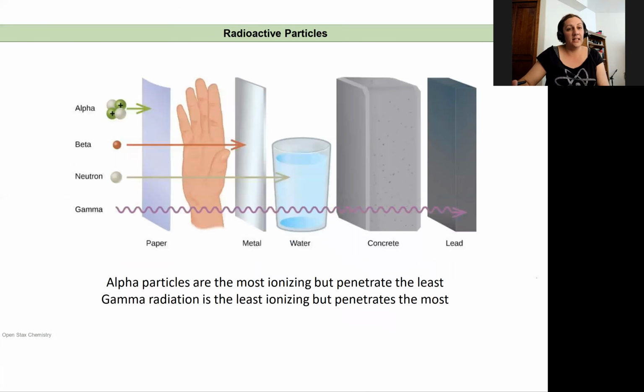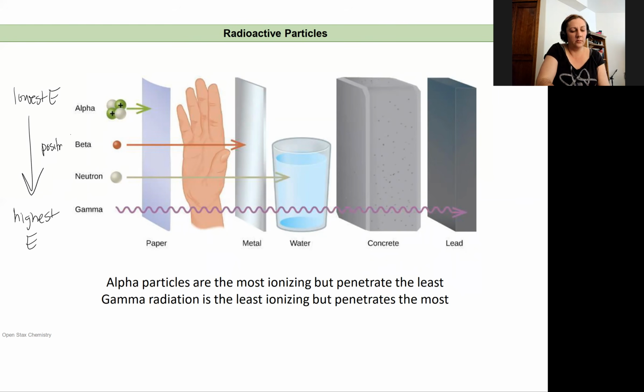And so looking at these in terms of their danger or their penetrating power or their energy, we can see they're different. So alpha particles have the lowest energy and gamma has the highest. And here's our increasing order. We'll call this positron. So an alpha particle can get stopped by a sheet of paper, whereas a beta particle or a positron particle will go through paper and it'll go through your hand and it won't be stopped until it hits metal.